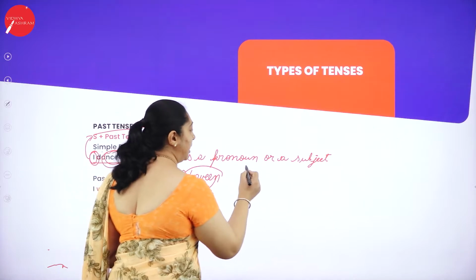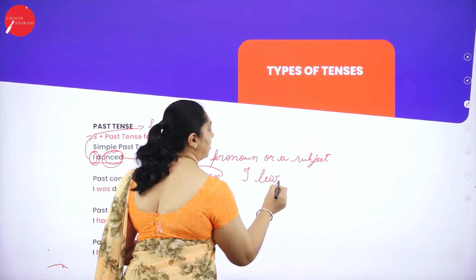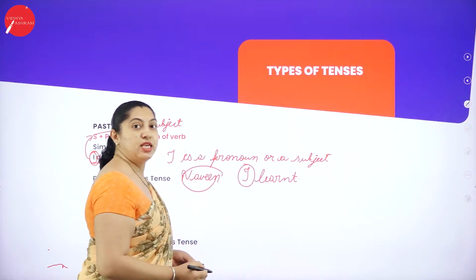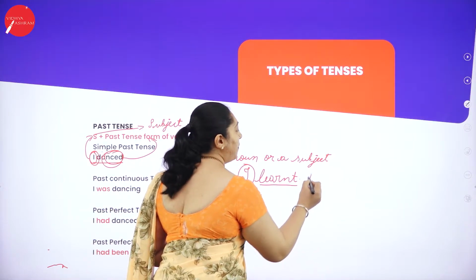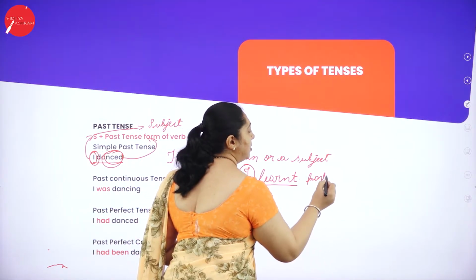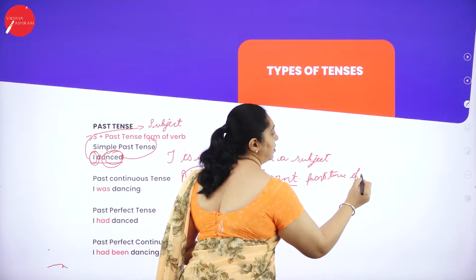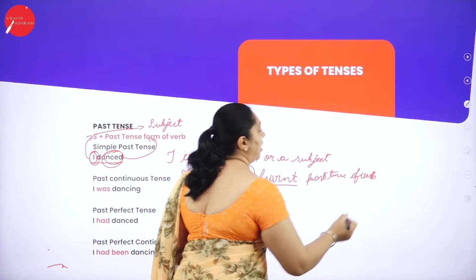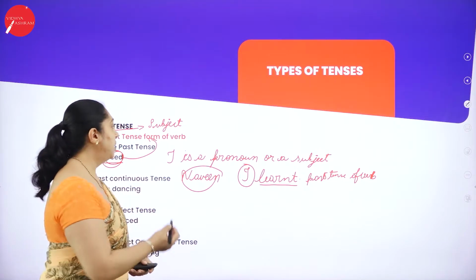I'll take another sentence, "I learned." So I is the subject here and learned is the past tense form of the verb. Learn is the verb, and learned is its past tense form.